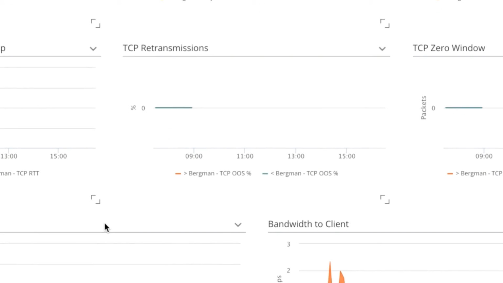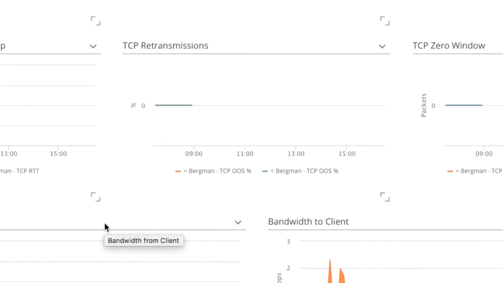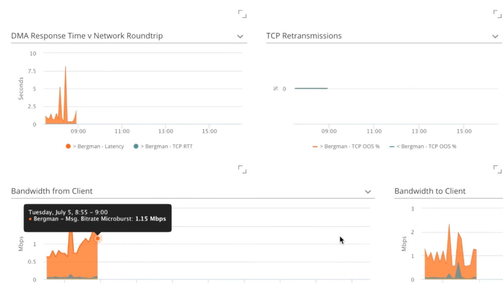Towards the bottom here as well, a few more statistics in terms of the health of their connections. So we can see any issues here at the network layer reported via TCP retransmissions or zero window advertisements. At the bottom here, we're also seeing the bandwidth to and from that client. So if that started bursting up to or above the link capacity, we could advise them to upgrade their link.